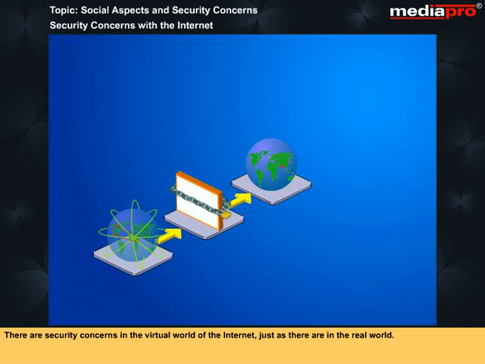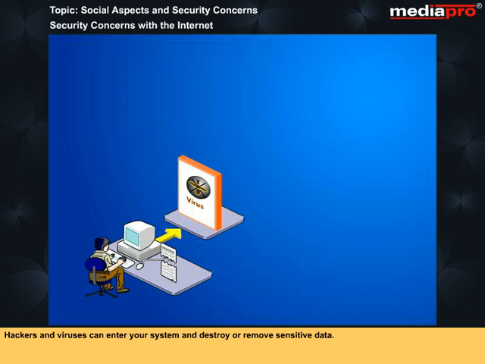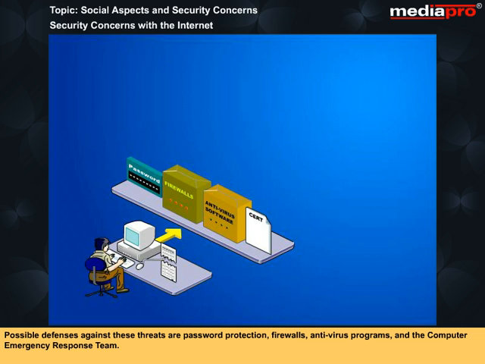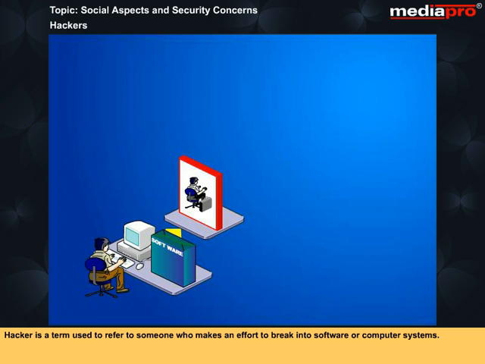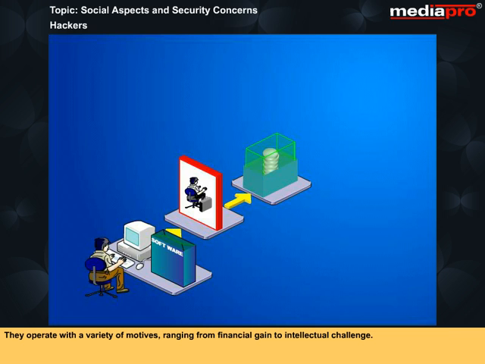There are security concerns in the virtual world of the internet, just as there are in the real world. Hackers and viruses can enter your system and destroy or remove sensitive data. Possible defenses against these threats are password protection, firewalls, antivirus programs, and the Computer Emergency Response Team. Hacker is a term used to refer to someone who makes an effort to break into software or computer systems. They operate with a variety of motives, ranging from financial gain to intellectual challenge.